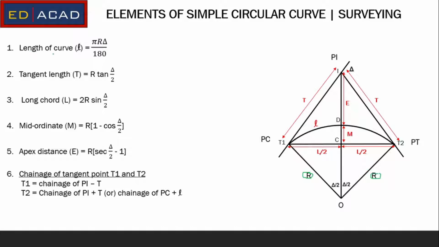So the first formula which we have is the length of a curve, which is denoted by a small l. Its formula is given by pi r delta by 180. So how do we get this formula? Before that, I'd like to mention that this angle delta is known as the angle of deflection or deviation.